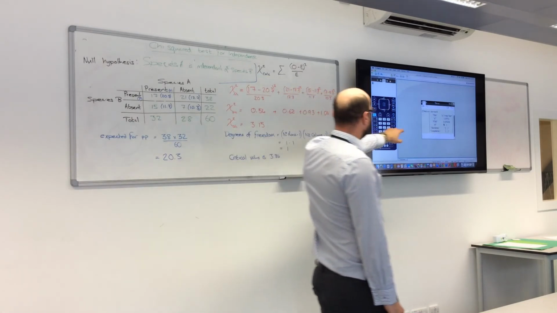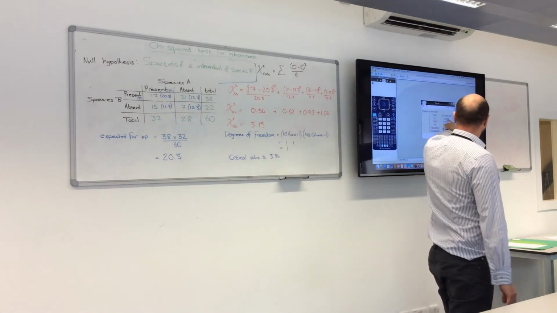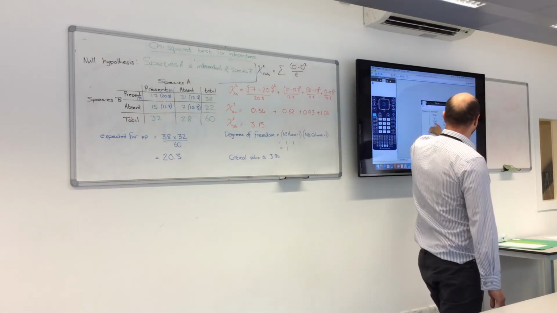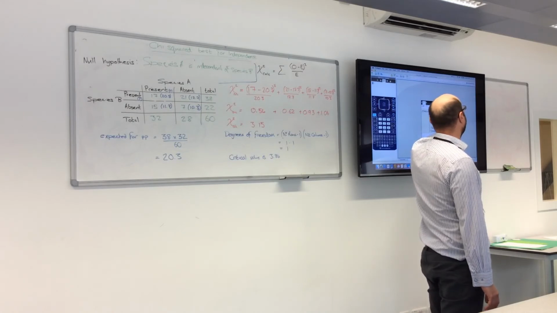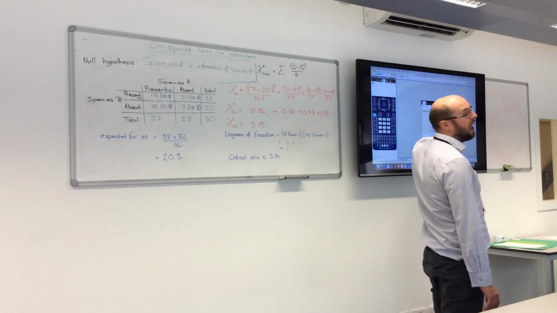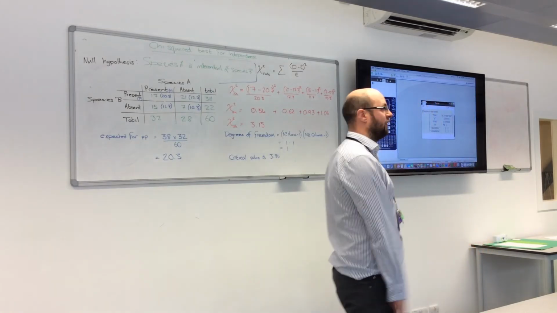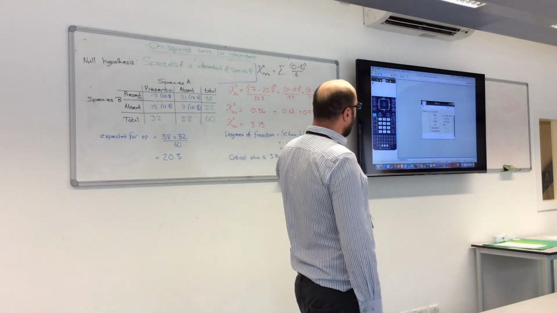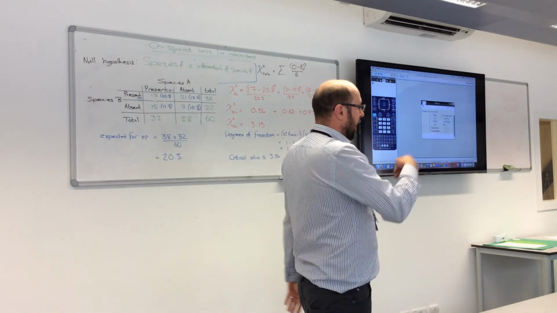It gives us this value of 3.07, our chi-squared value of 3.07. It also gives us our probability value, which is 0.07 or 0.08, which is greater than 0.05, which is what we don't want. We want that under 0.05.